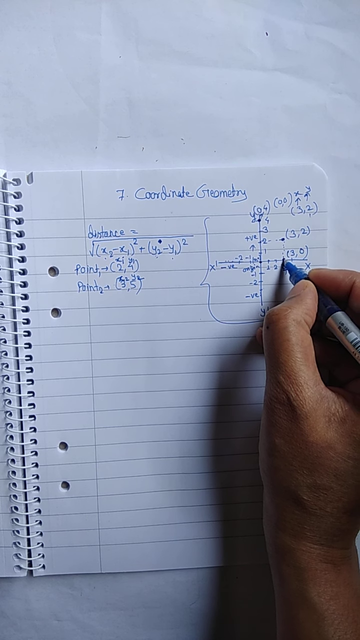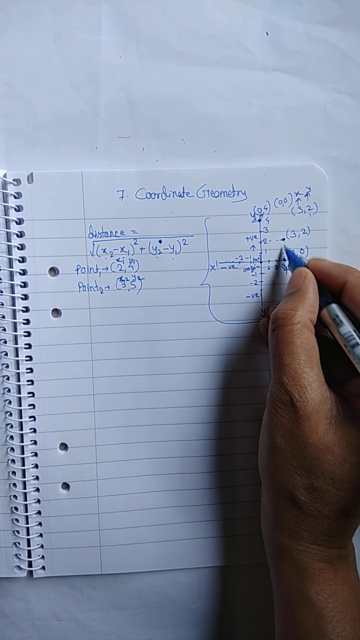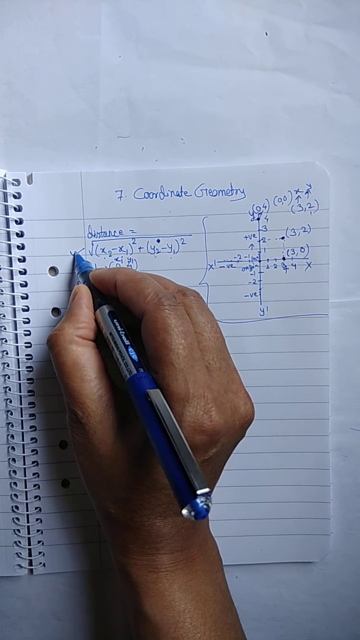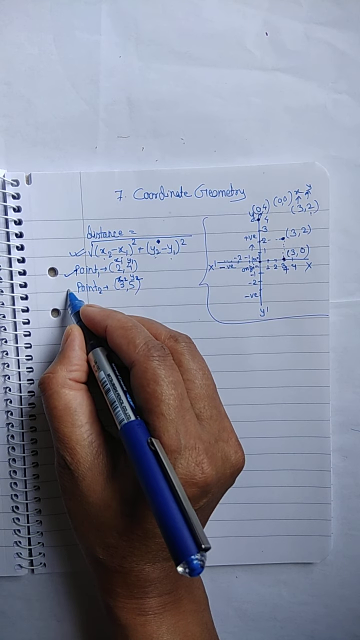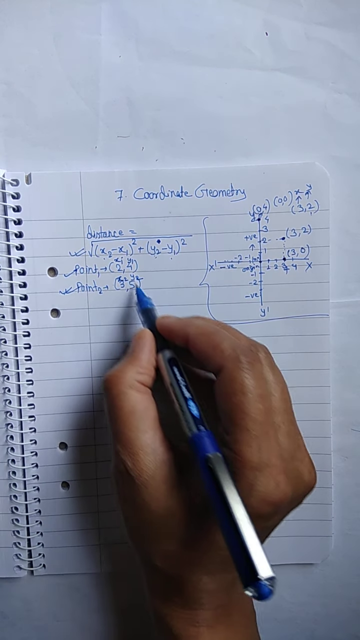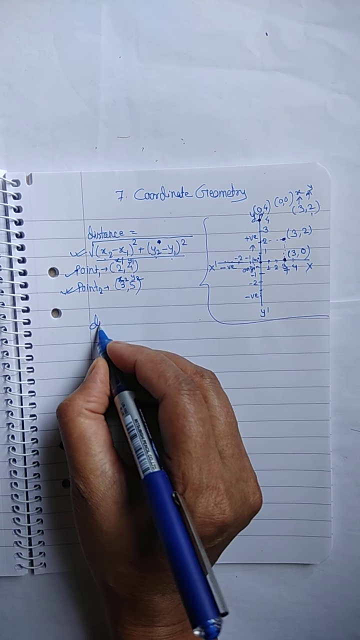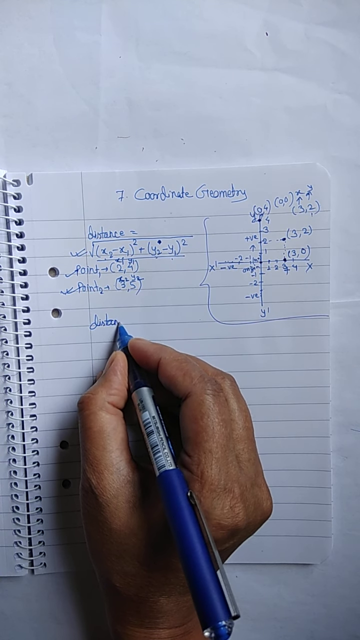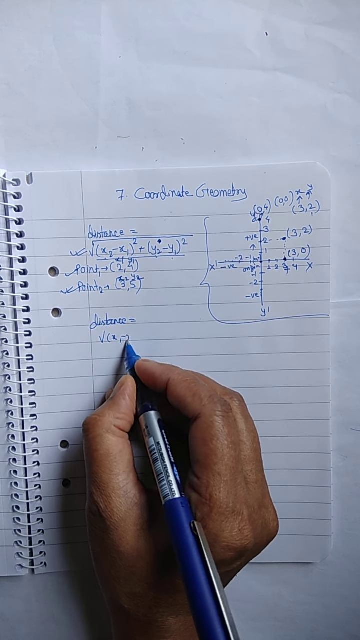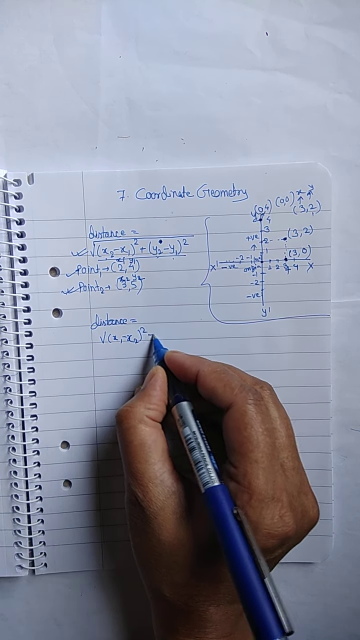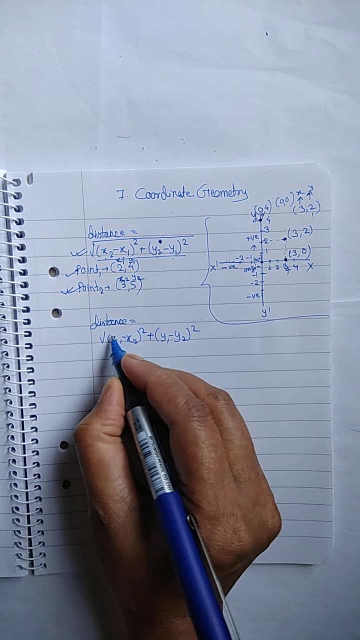We have 2 points, let's say this and this, and we have to find the distance between these 2 points, so we will use this formula. We can make any one point 1 or point 2, but the formula will be this. Or we can also write distance equals root under x1 minus x2 whole square plus y1 minus y2 whole square.